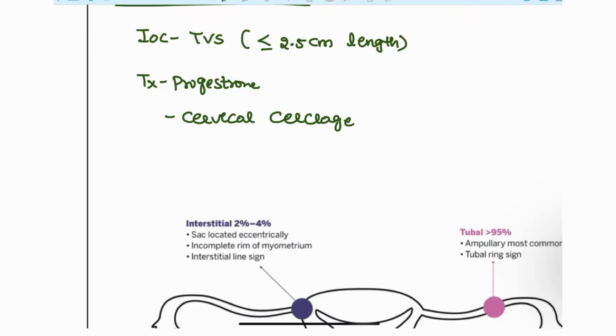Okay, cervical cerclage we can opt for in this patient. That's the first thing that you have to understand. If it is less than 2.5, then we can go for the surgery. If it is more than 2.5, then we can go for progesterone. Usually normal is how much? It is 4 centimeters, right? This is the pattern that you have to understand.